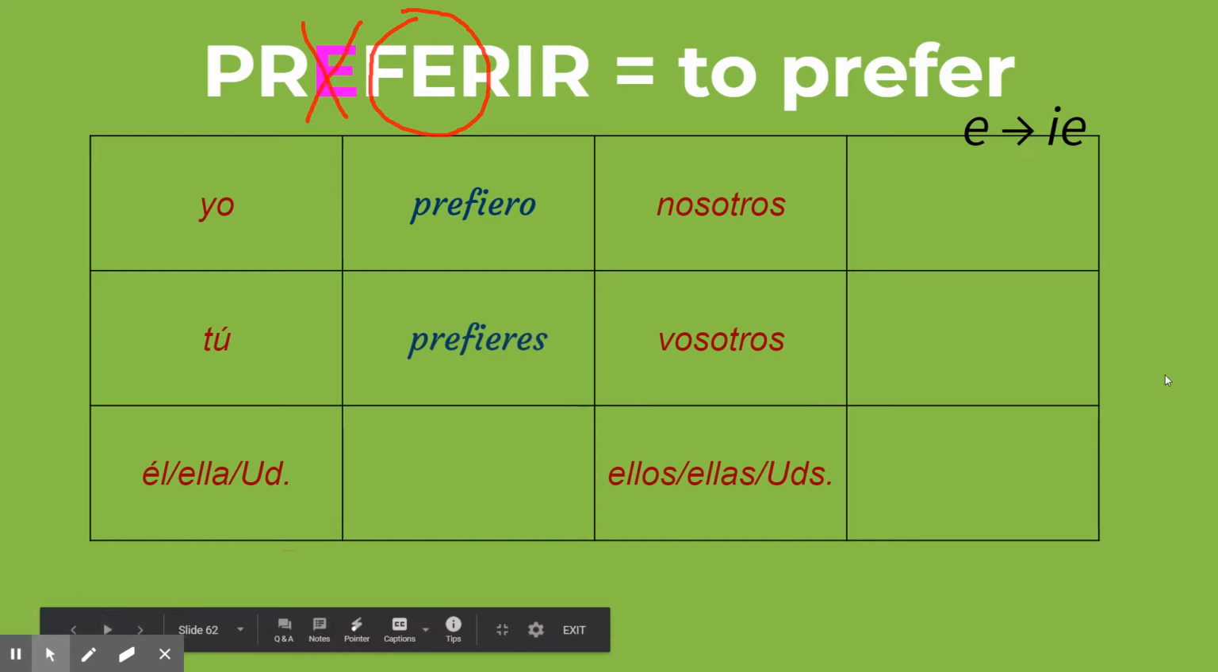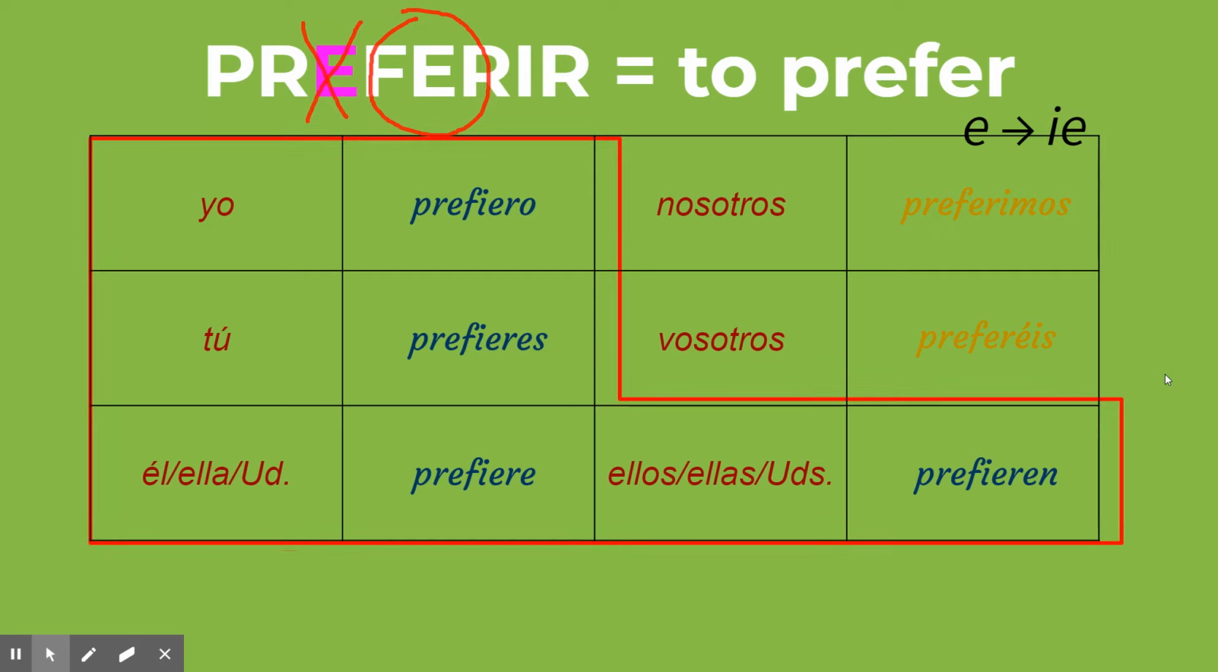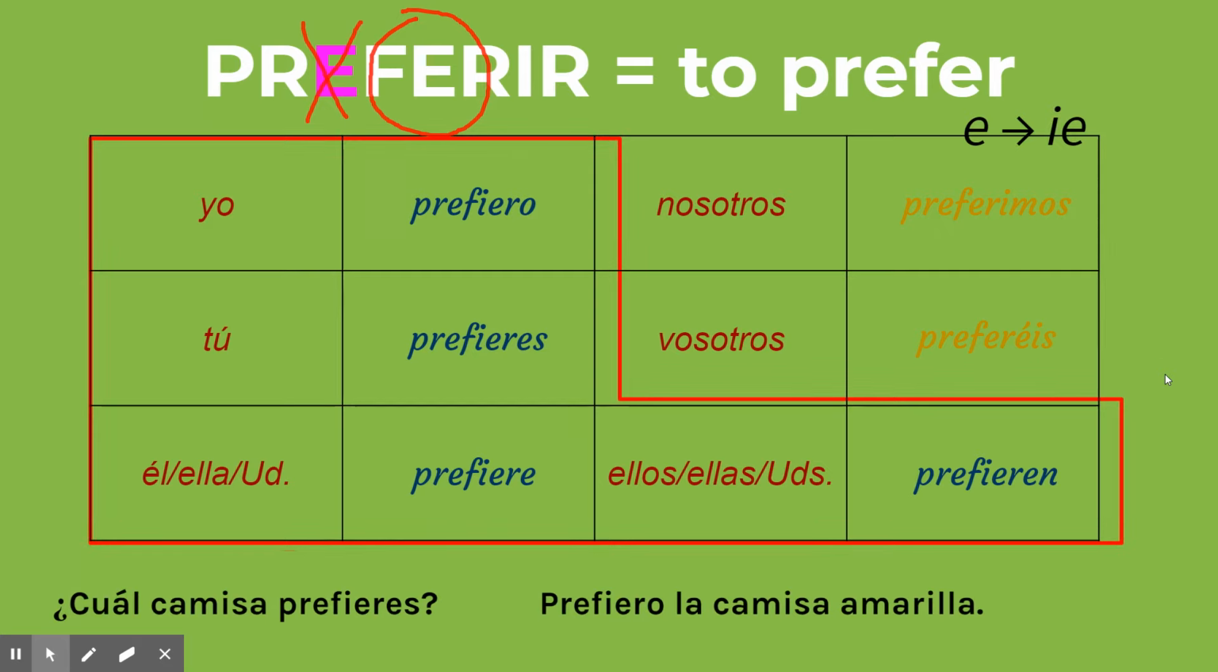Prefieres. Prefiere. Nasty, nosotros preferimos. Vicious, vosotros preferéis. And prefieren. The bota. When you're shopping, somebody might ask you, ¿cuál camisa prefieres? Prefiero la camisa amarilla.